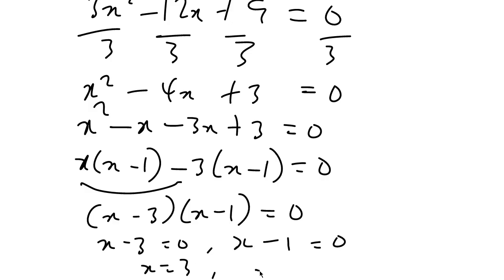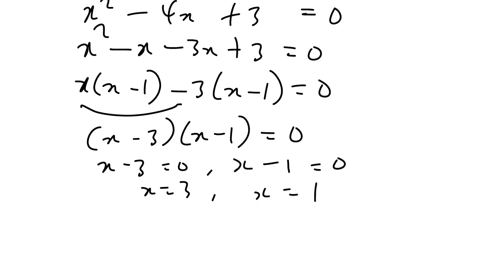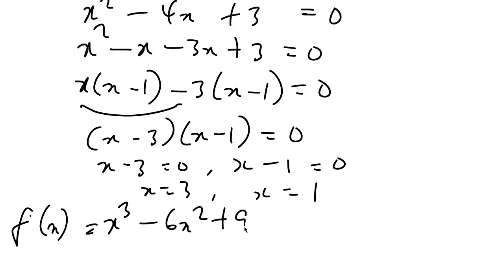x is equal to 3 or x is equal to 1, right? So you then substitute into the original function. Remember that the original function is what? x cubed minus 6x squared plus 9x minus 4. And then if you substitute 3, that's f of 3, that's the first critical point.